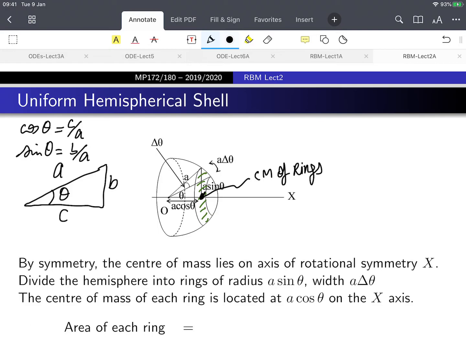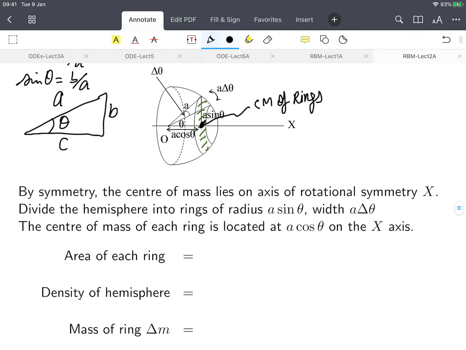That's the arc length. If A is the radius and delta theta is the angle, this arc length is going to be A delta theta. So that's all correct. The center of mass, like I just said, is located at this distance, A cos theta, from the center of the hemisphere. Okay, so now we're going to bring in the mass density. So first we need to compute the area of each ring. Going to call it delta A.